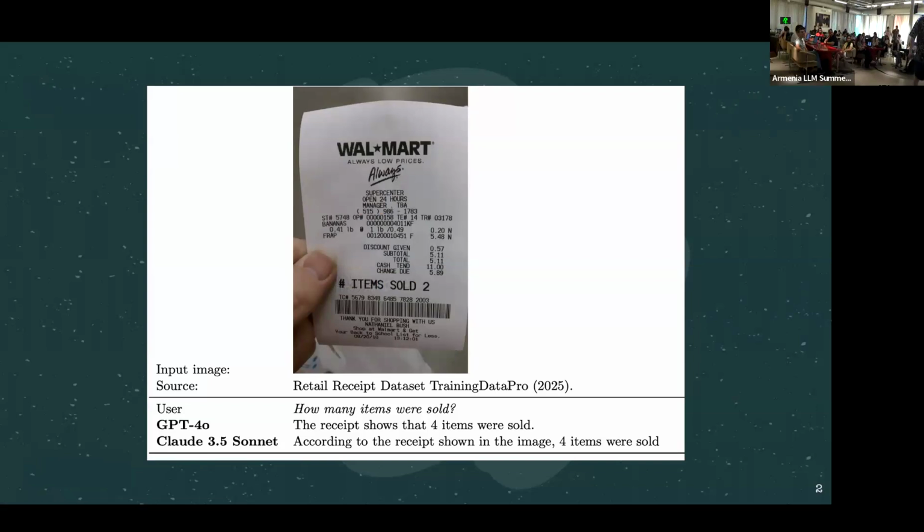This is from a paper that is not cited here, but you'll have the citation later. What is this? It's very simple. You have this image, and a simple question is asked: how many items were toys? If you look at the answer, GPT-4 and Claude seem to be wrong, because they claim that the receipt shows that 4 items were toys, while we as humans, who are super intelligent, can say that only 2 items were toys.